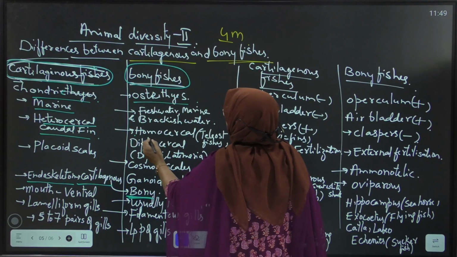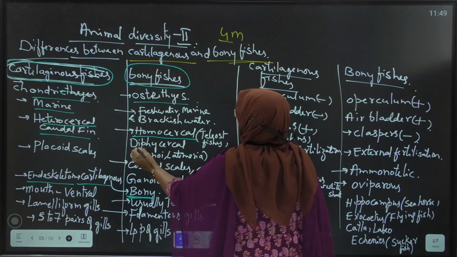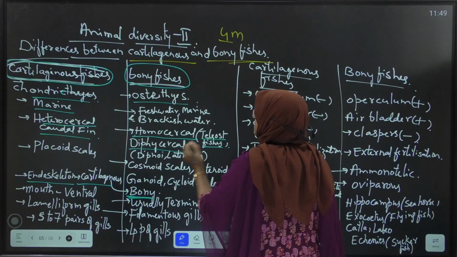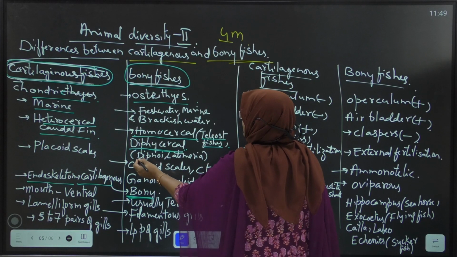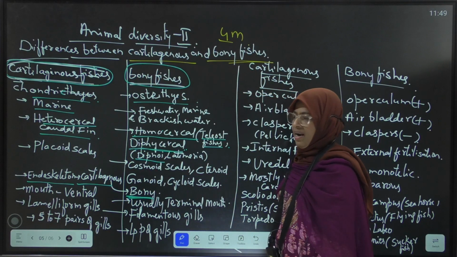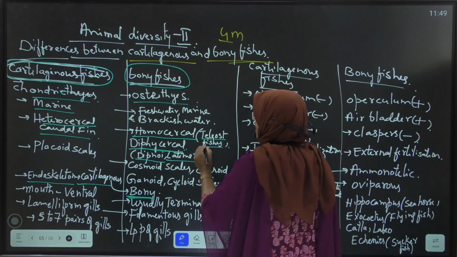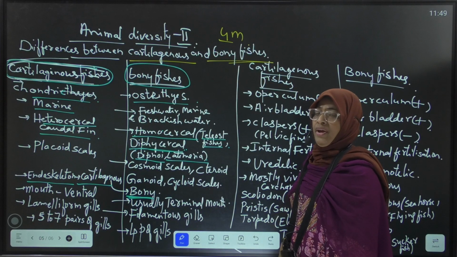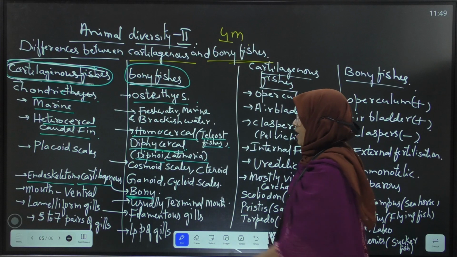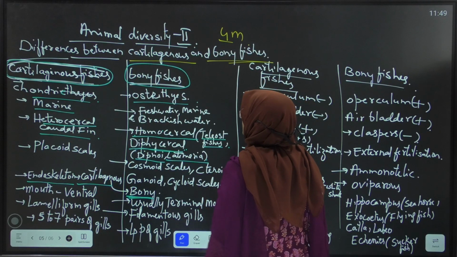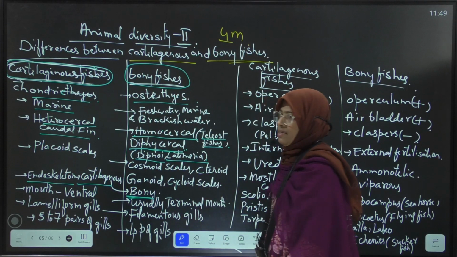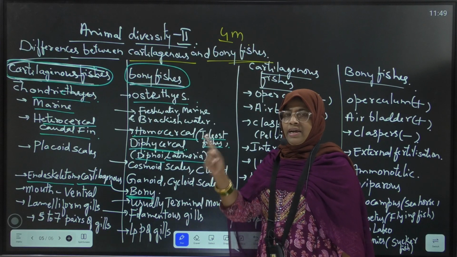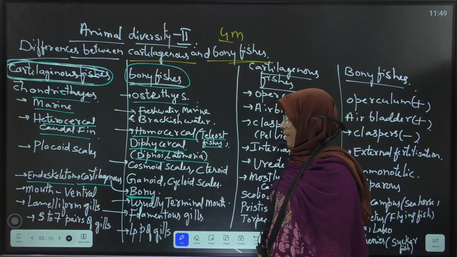Next, in bony fishes, what type of caudal fin is present? Homocercal caudal fin, for example in teleost fishes, and diphycercal caudal fin. It is found in dipnoi fishes or lungfishes and Latimeria. Latimeria is otherwise called coelacanth fish, the living fossil among the fishes, in which diphycercal caudal fin is present. Homocercal caudal fin means this caudal fin is externally symmetrical, internally asymmetrical.